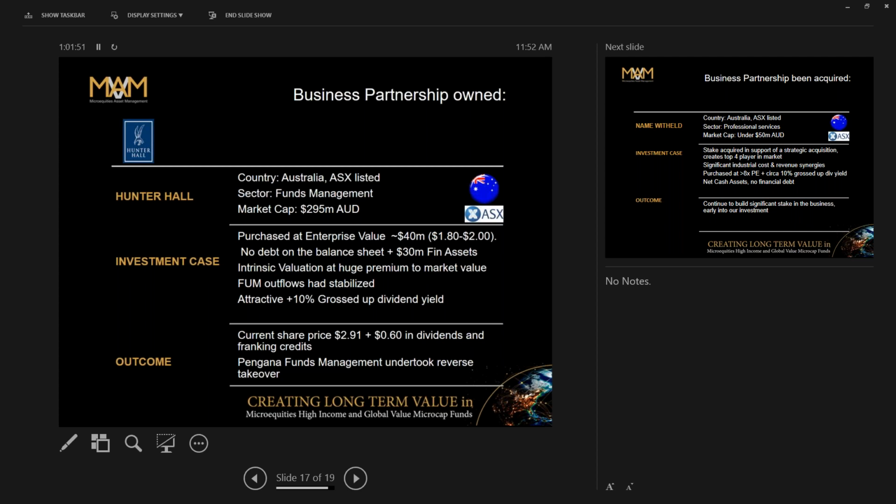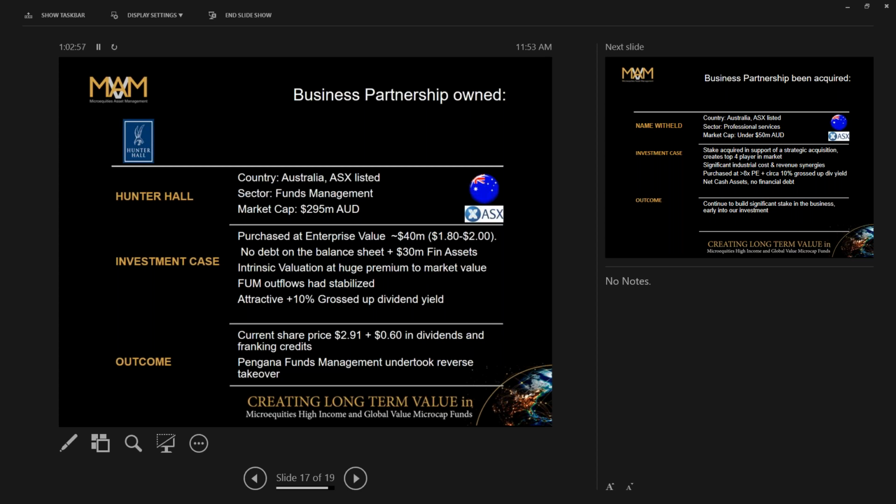The current share price today is $2.91, and in the period that we've held our business partnership in Hunter Hall, it's paid us over 60 cents in dividends. The company recently became subject to a friendly takeover bid by Pengana Funds Management. The interesting thing about this business is that it did not go according to plan. The chief investment officer and founder of Hunter Hall, Peter Hall, had a tumultuous, unplanned, and highly controversial exit from the business. It was, in my over 20 years' worth of investment experience, the most chaotic succession plan that I've ever seen and probably likely to ever see. But notwithstanding the chaotic succession plan that Peter enacted, we were able to not only maintain a profit in our investment, but actually make a substantial profit.